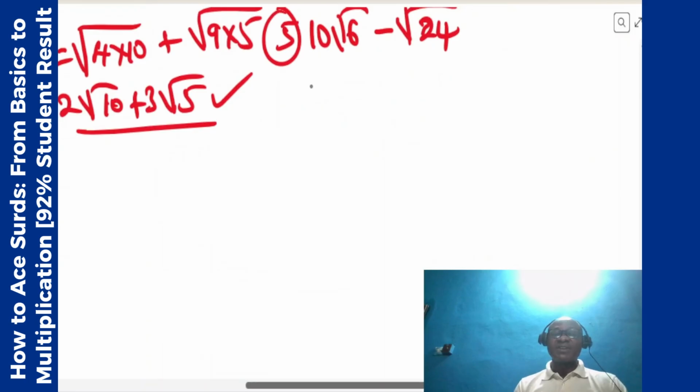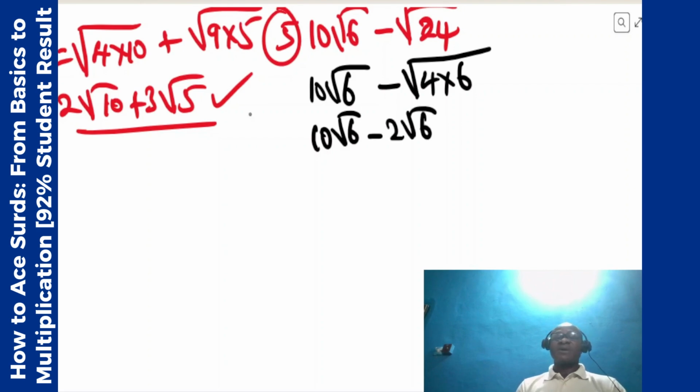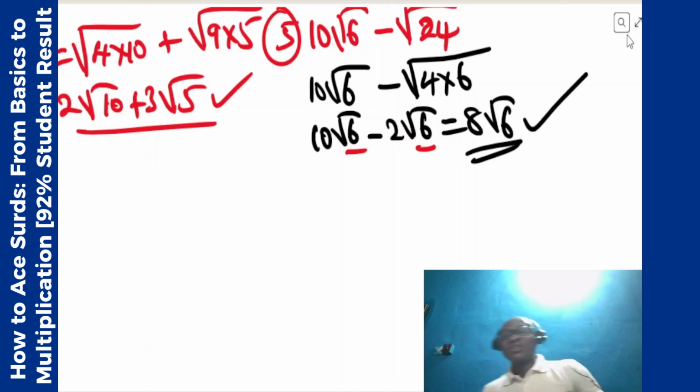Root 6 is in the basic form, that is why I cannot change it. But root 24 can be simplified as 4 multiplied by 6. Beautiful. So at this point, what I have now is 10 root 6 minus 2 root 6. If you look at this now, you can agree with me. There is root 6 here, there is root 6 here. So I can now subtract them to get my answer as 8 root 6. Can you see it now?